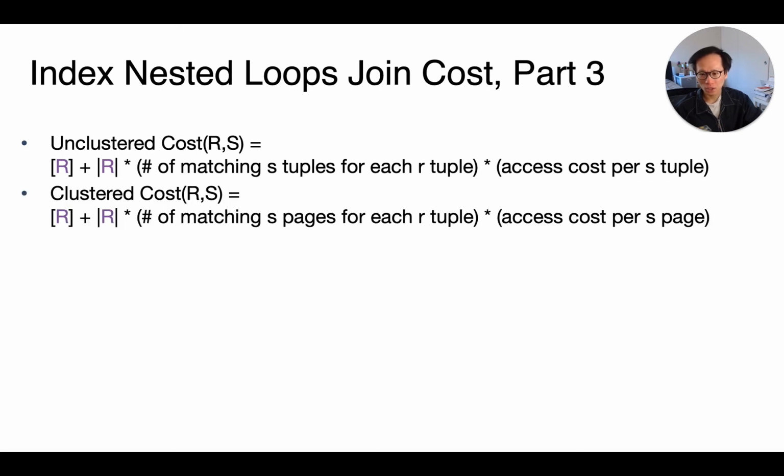The clustered cost, on the other hand, is bracket R to scan R, and then for each tuple of R, we multiply by the number of matching S pages times the cost of accessing each matching S page. The access cost here is again the cost of walking down the index to find the matching page of S, where the cost is again the cost of walking down the tree plus the cost of retrieving the actual S page. Note the difference between the two costs here.